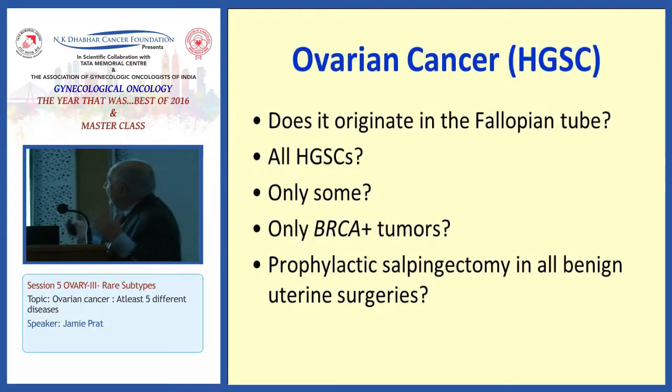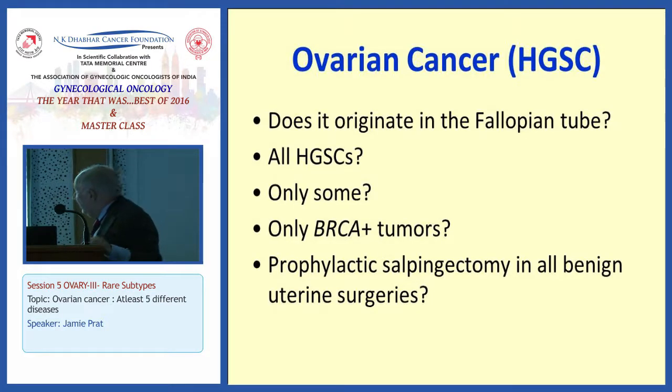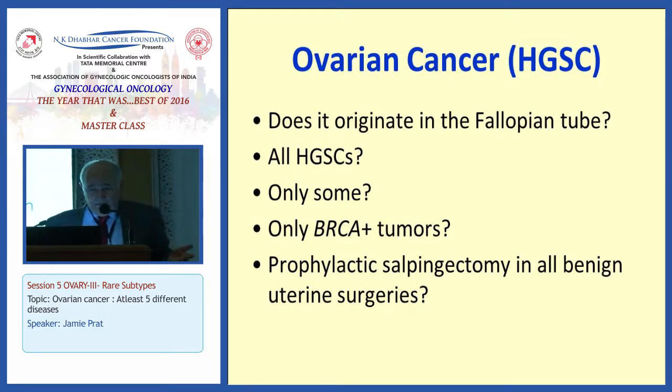So does it originate in the fallopian tube? Well, not all high-grade serous, only some, only BRCA positive. Is prophylactic salpingectomy indicated in all benign uterine surgeries? They are being done today, and I wouldn't oppose it. I said, well, we'll see. But if it's not risky, why not take them? You may avoid some of these high-grade serous carcinomas. I'm sure you will not avoid all, because not all are of fallopian tube origin.